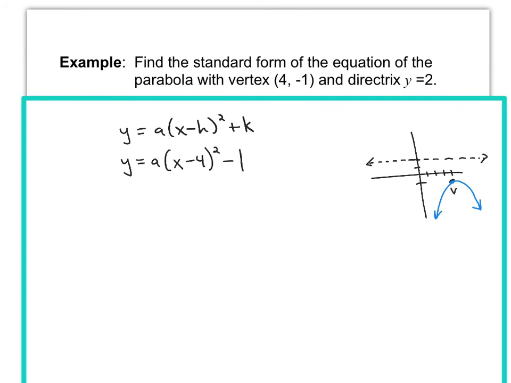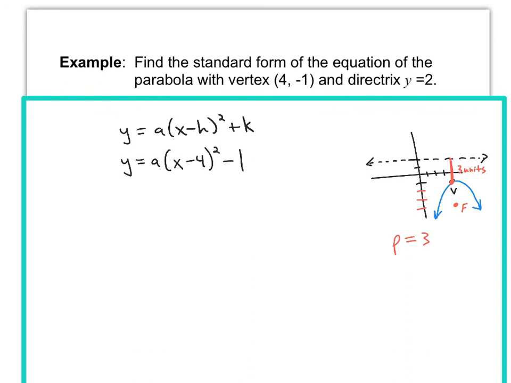Now if I know the vertex, then I can count from the vertex to the directrix. This is 3 units. And the distance from the vertex to the directrix is what we call p. So I know that p equals 3. If I needed to find the focus, I could just go 3 units down, and that would be the focus. Now I'm not asked for that in this problem, I'm just asked for the standard form of the equation.